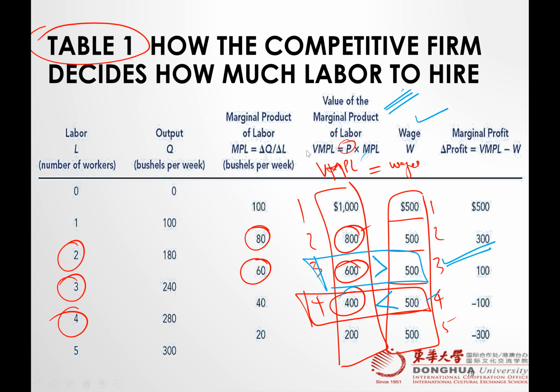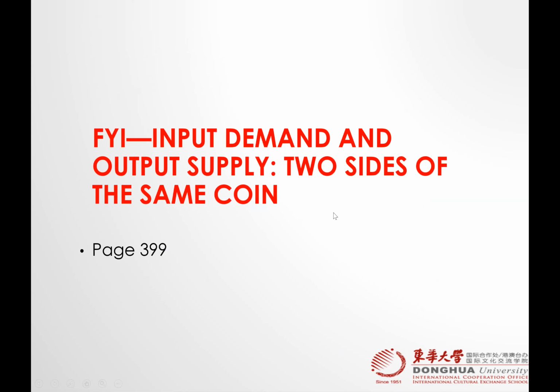So if you ask me, it is the same condition as MC equals MR. Simple. But here we need to use fancy names because we are talking about the factors of production. Right, guys? So I have a very nice case study here, which is two sides of the same coin. It is page number 399. You can refer to the book chapter and find it over there.